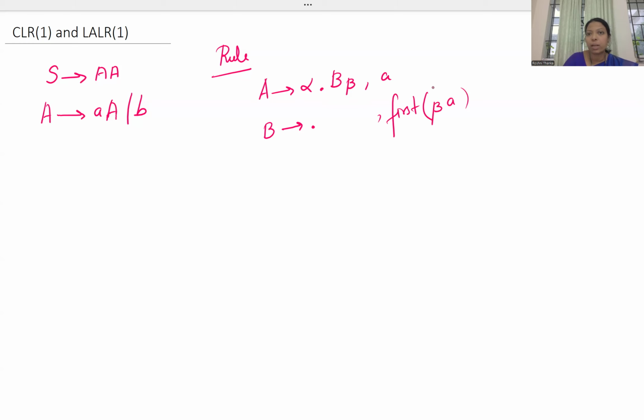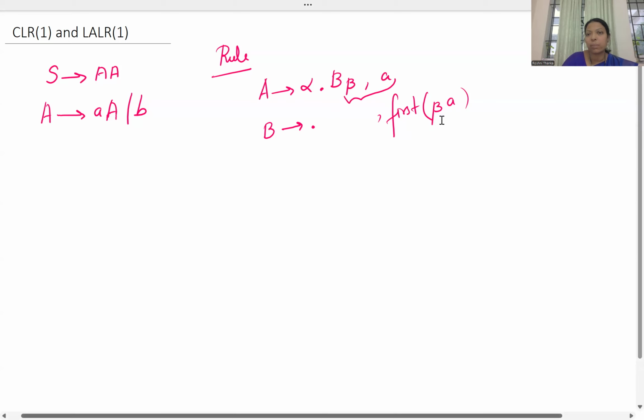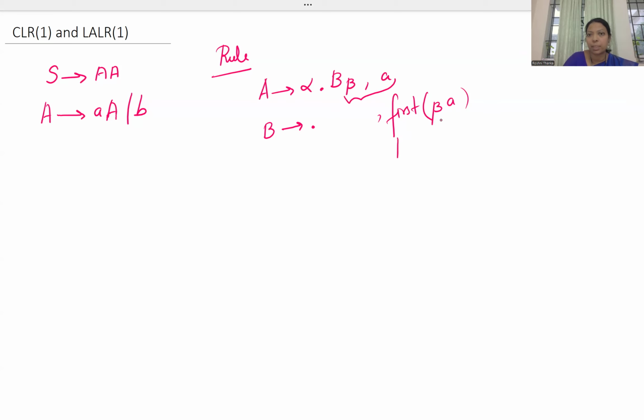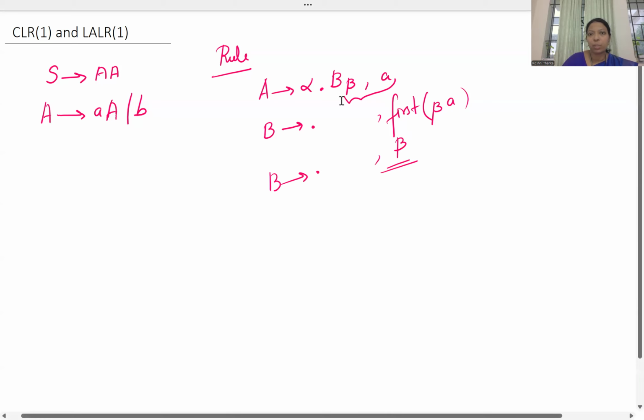So here you write the rest of all the symbols, so here you have beta, and here you have a. So what is first of beta a? First of beta a is the lookahead attached to the closure of B. So this is the rule. You have a production, after the dot you have a non-terminal. So you will write the productions of B, and then you have to attach a lookahead by separating it with a comma. In that case, you have to find the first of the remaining symbols available there. So this is the only additional thing we are going to do.